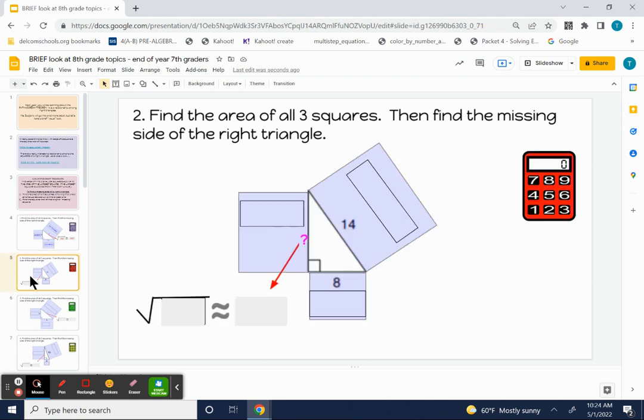Okay, we have a right triangle. We have a side length of 8, a side length of 14. Okay, so I want to find all the squares first before I can find the missing side length. I want to find the question mark here, the missing side length. Okay, I'm going to take 8 times 8 to get the area of this square, 64.